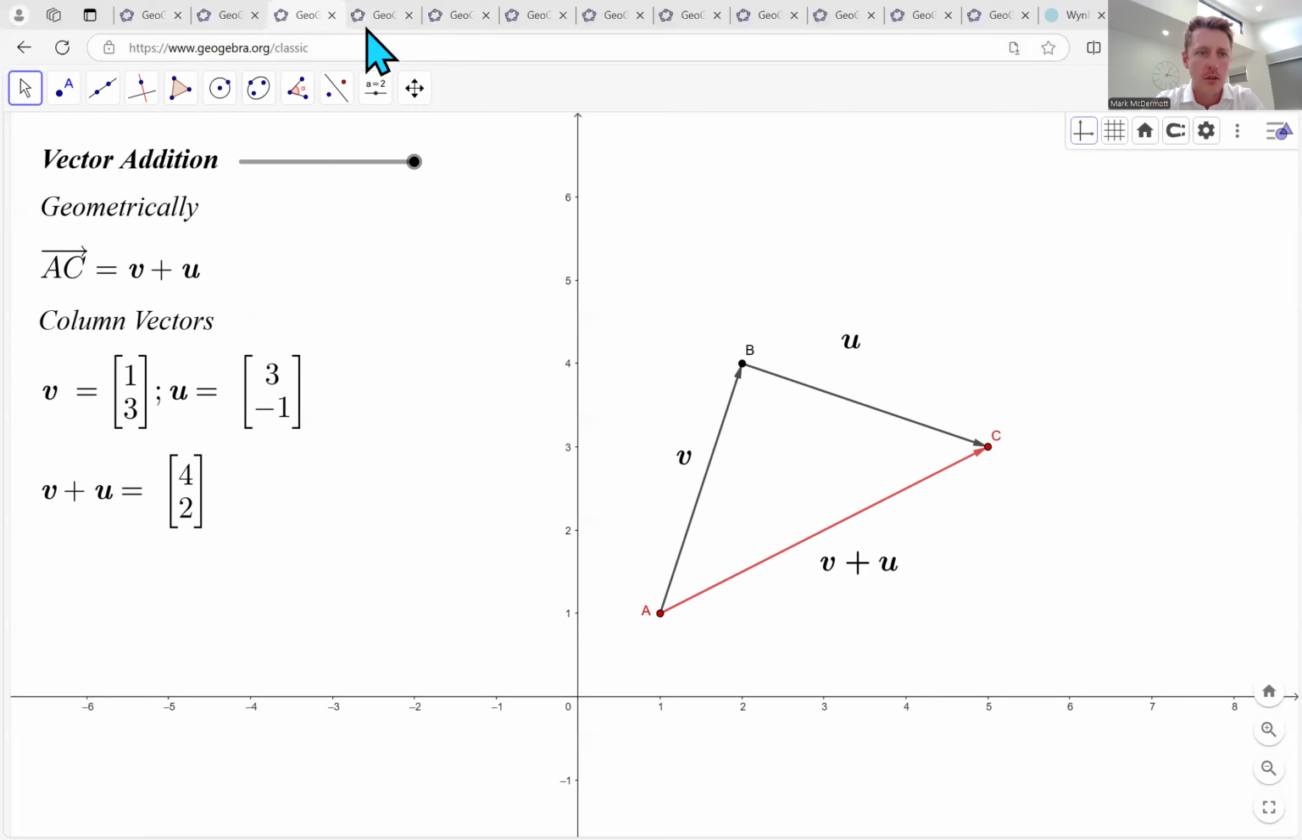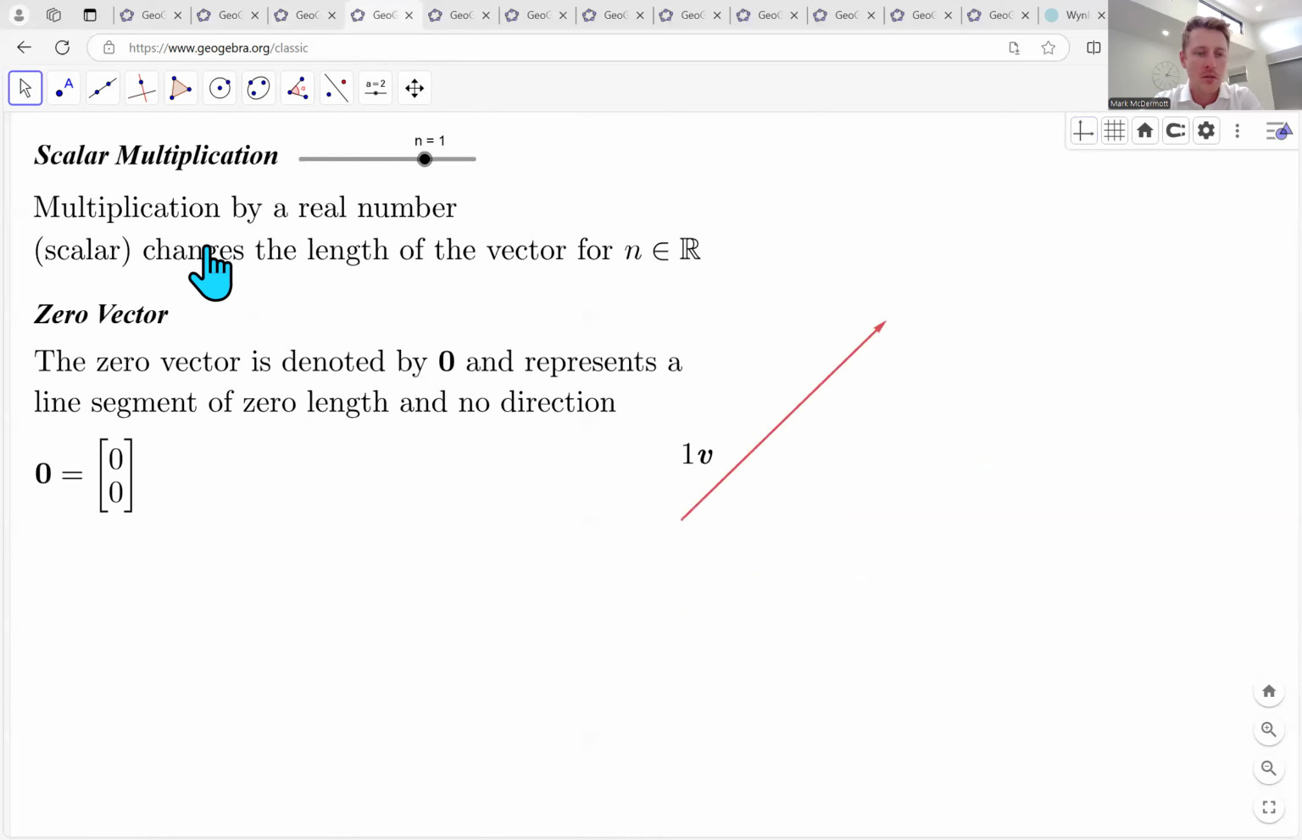Okay, let's have a look at scalar multiplication. So if you want to multiply a vector by a scalar, which is just some real number, it changes the length of the vector, for some n element of real numbers. So up here, we've just got a slider for n. At the moment, we've got some vector just pointing in space, just randomly made up. n, if we change that, is just going to scale up or down the size of that vector. So if we have 2v, then it's just double the length.